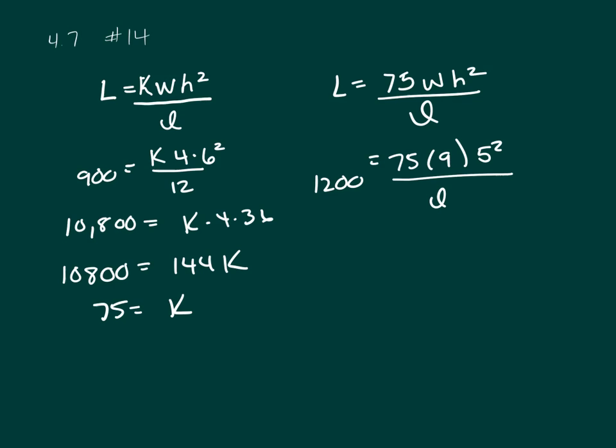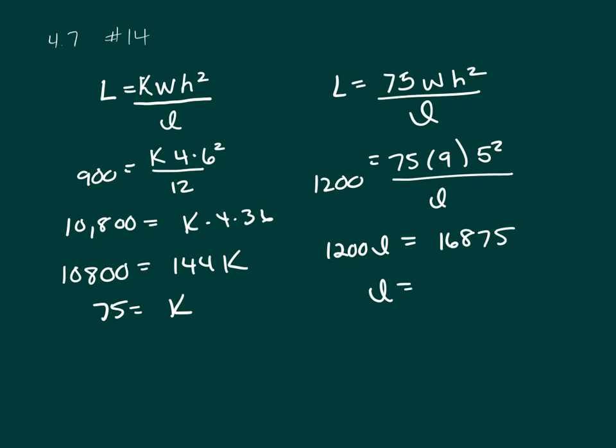Multiply both sides by L. I get 1,200 L equals, that's this, I'm going to multiply, use my calculator, 75 times 9 times 5 squared, which is 25. And that gives me 16,875. And now divide both sides.